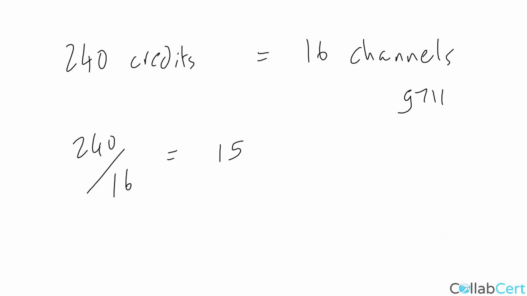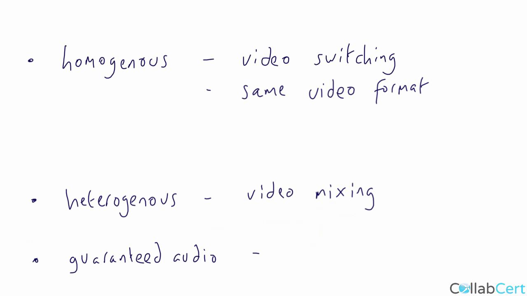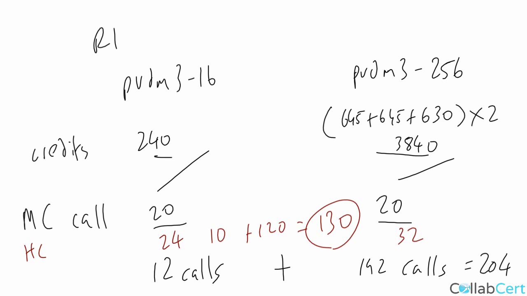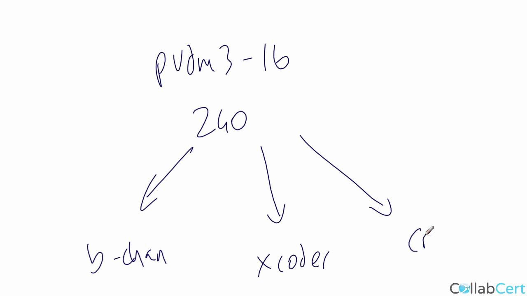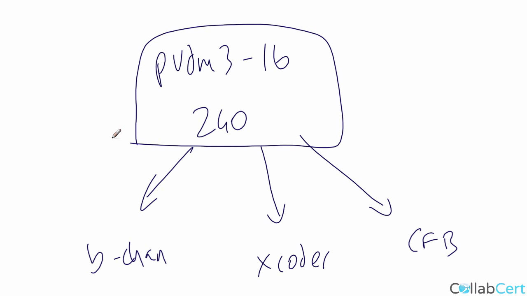Let's now switch our attention to audio conferencing, and before we talk about video, and this is actually quite easy. Before we talk about audio conferencing, let me just mention, let's just go with the most basic module that we have, the 16. We can allocate some of those 240 credits to bearer channel termination, PRI, that we have. We can allocate some to a transcoder session, and we can allocate some to a conference bridge. So that one DSP here that we have can be split 3 ways. So that is a new feature.